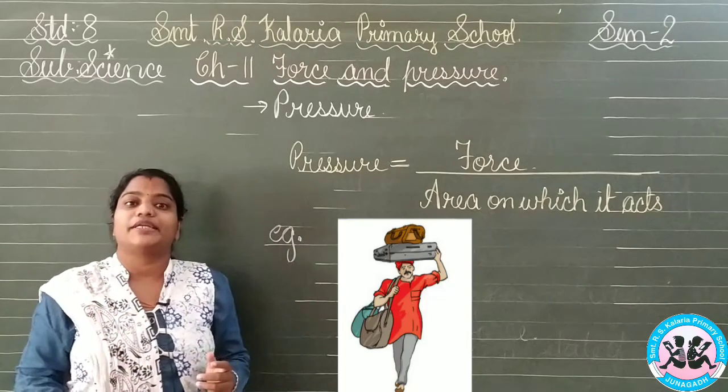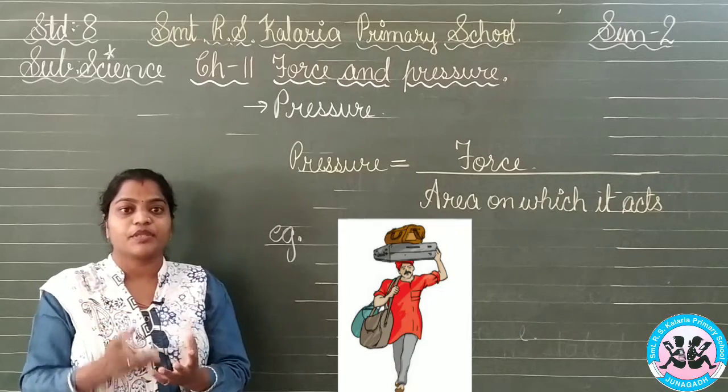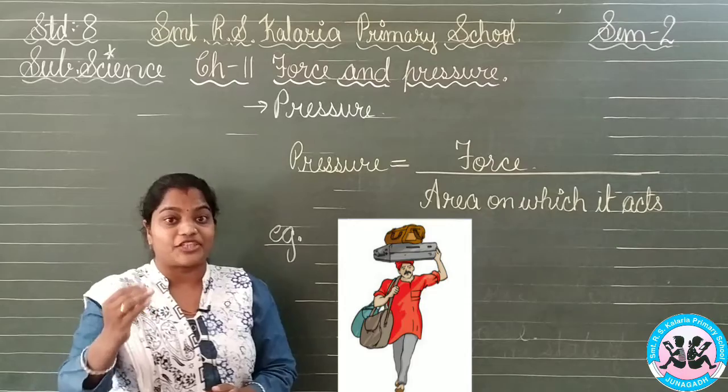So it will be the pointed one. So for this reason the porters keep it in the expanded form. So the pressure applied to their head will be lesser. So this is what the pressure we have.